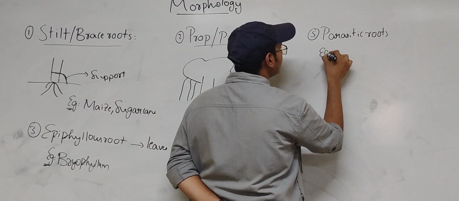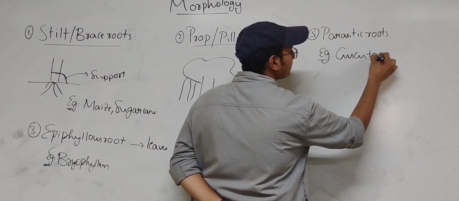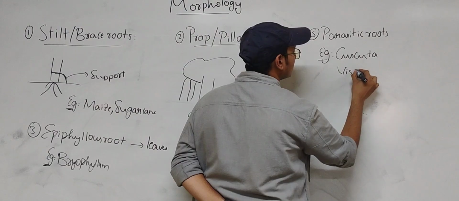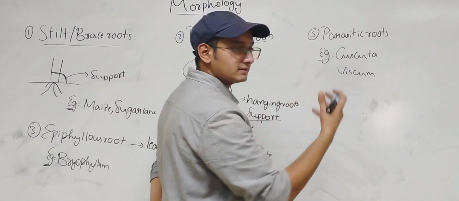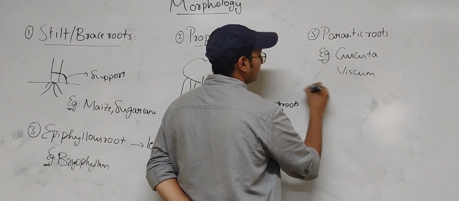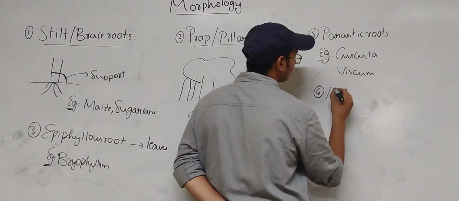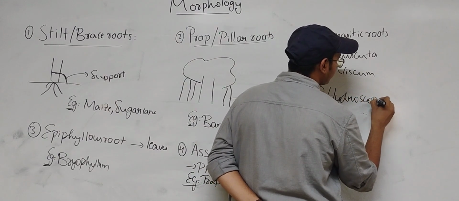Parasitic roots can be seen in Cuscuta and Viscum. They suck from the other plant parts and get the nutrition. And hygroscopic roots.